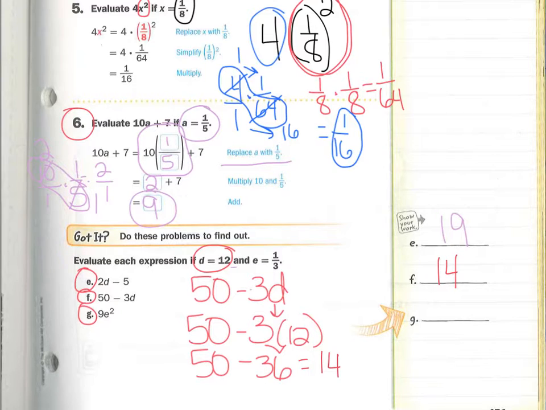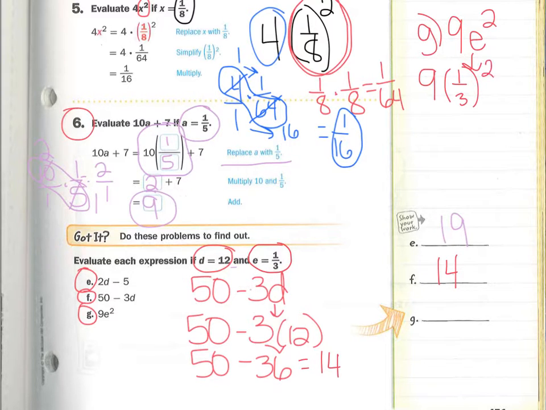Okay, and finally G. I'm going to actually do problem G over here in the workspace. And here for G it says 9e squared. Okay, so first thing I'm going to do, I leave my 9. Where I see the e, I'm going to substitute in the value of 1/3, and this is going to be squared, or to the second power. If I start with just this part of the problem, because again, order of operations tells us we need to do exponents before we multiply, we're going to do 1/3 times 1/3, which would give us 1/9.